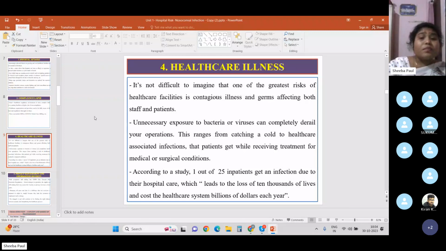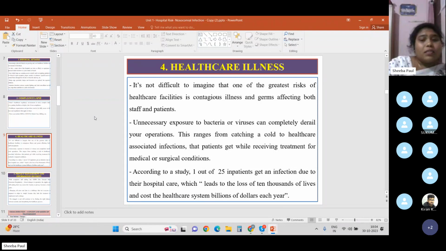And also patient should be secured in such a way that he is not getting exposed to factors that cause infection. So in any medical or surgical conditions, we have to make sure that we don't cross contaminate infections to the patient, as well as the patient is in a safer environment. According to the study, 1 out of 25 patients get an infection due to their hospital care, which leads to the loss of 10,000 of lives and costs the healthcare system billions of dollars each year.